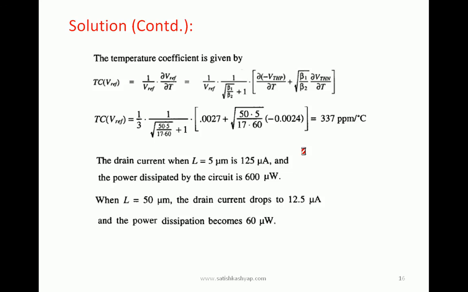337 parts per million per degree centigrade. What is meant by this one? 337 parts per million. That is, if we have 1 million parts, then if temperature increases by 1 degree centigrade, they are going to be increased by 337. So that is 337 parts per million per degree centigrade. For every degree centigrade, 337 parts will increase. That is the meaning.